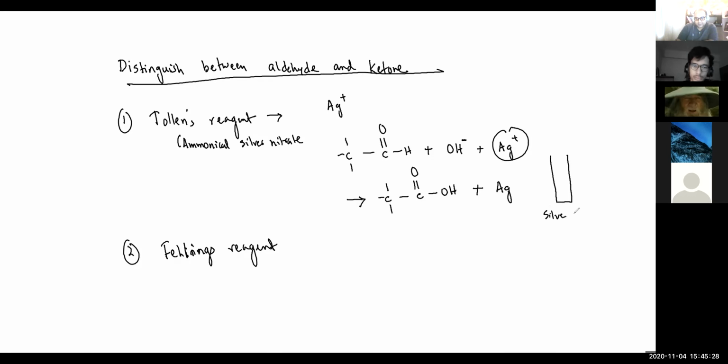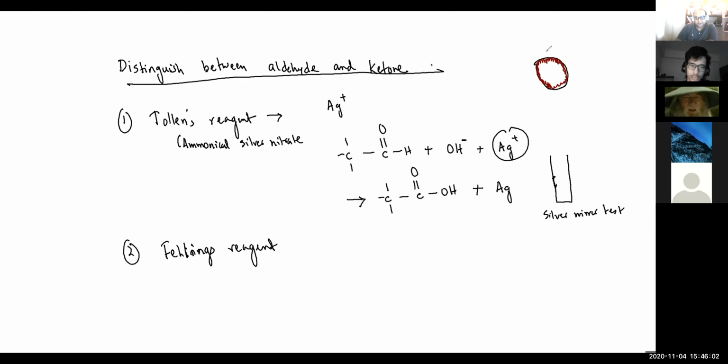The silver mirror test. If you take this as a test tube, silver will deposit all around it. This is like a cross section, this is cross sectional.